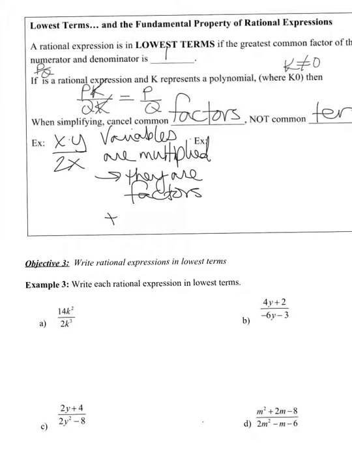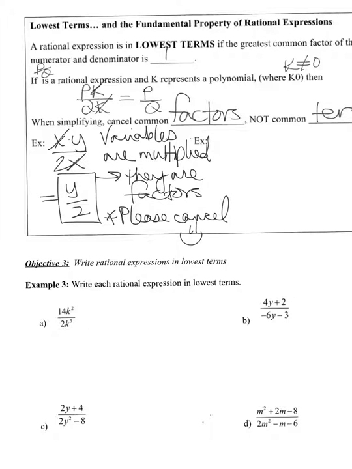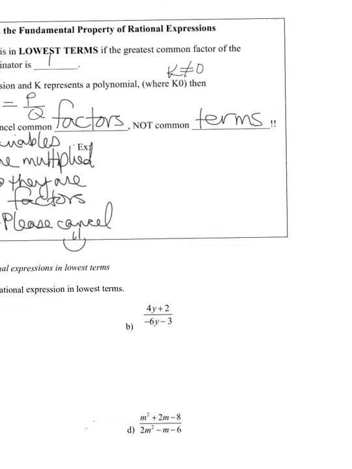So you should feel free to go ahead and cancel. Please cancel with the smiley face. So in this case, I can cancel out my common factors, which are x on the top and x on the bottom. So I cancel them out, leaving me with y on the top and 2 on the bottom. So the simplified expression is y over 2 in this case.